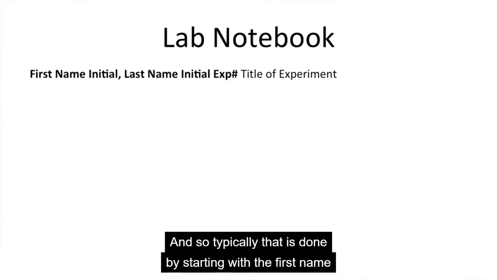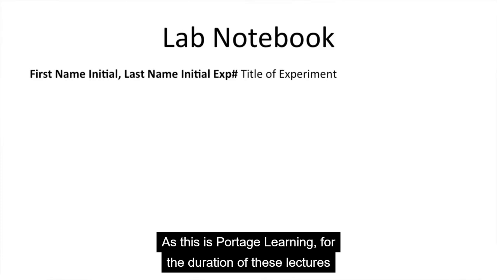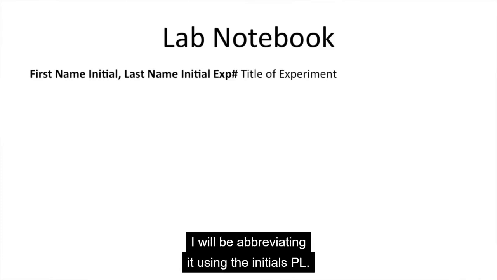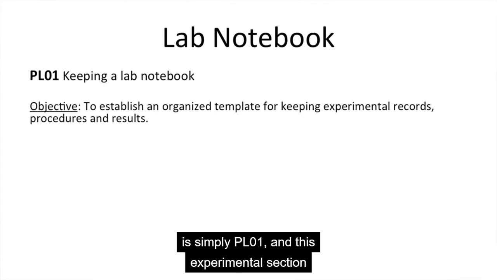As you can see at the top title bar, the most common way to start your lab notebook is to give it an experiment number. Typically that is done by starting with the first name initial, followed by your last name, and experiment number, followed by the title. As this is Portage Learning, for the duration of these lectures, I'll be abbreviating it using the initials PL. As this is the first lesson, the experiment number is simply PL01, and this experimental section is keeping a lab notebook.